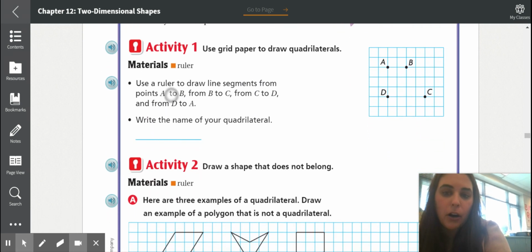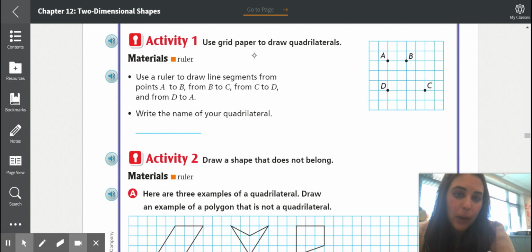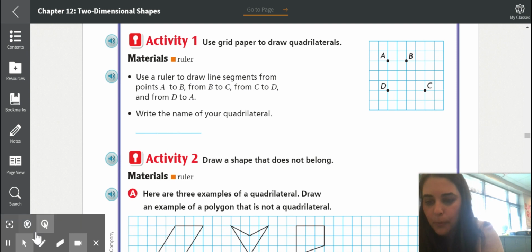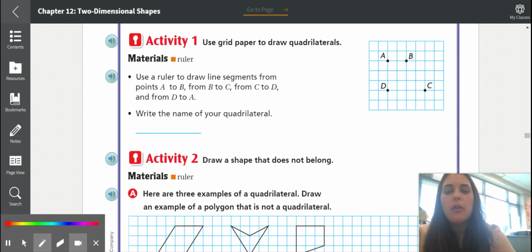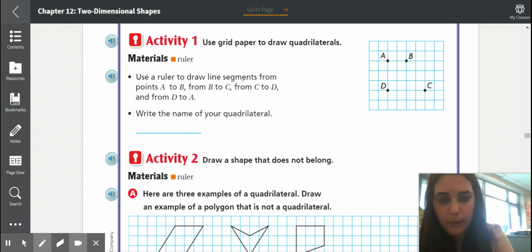So for our first activity, we're going to use the grid paper that the book has given us. You're not using the grid paper that I gave you yet. That is for chapter 11. It also says to use a ruler. If you'd like to use your ruler, you can, but you don't have to right now. Okay, use a ruler to draw line segments from points A to B. So let's do that first.